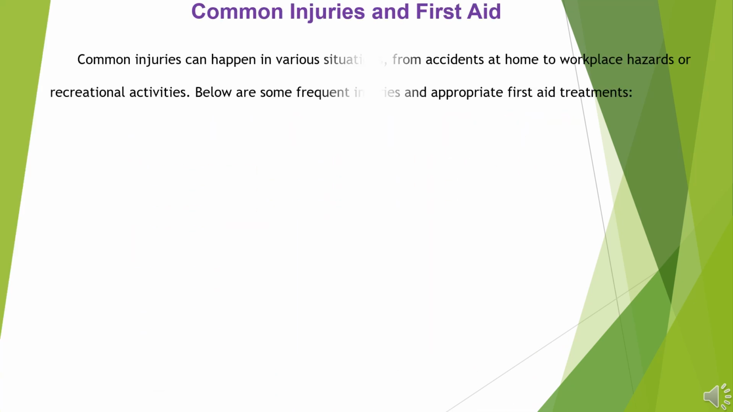Common injuries can happen in various situations, from accidents at home to workplace hazards or recreational activities. Below are some frequent injuries and appropriate first aid treatments.